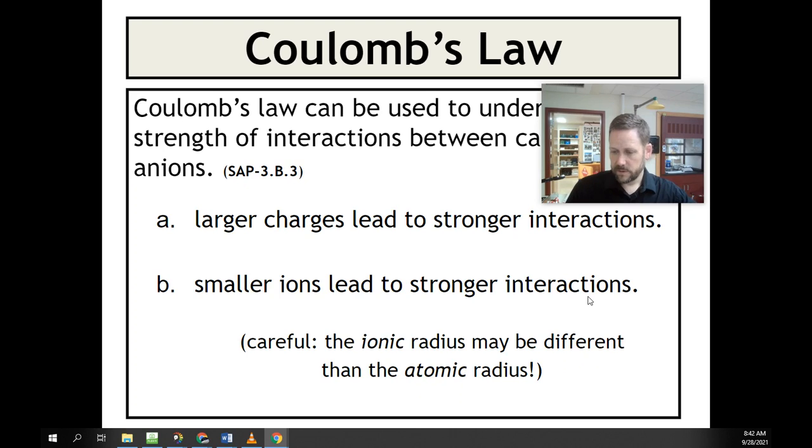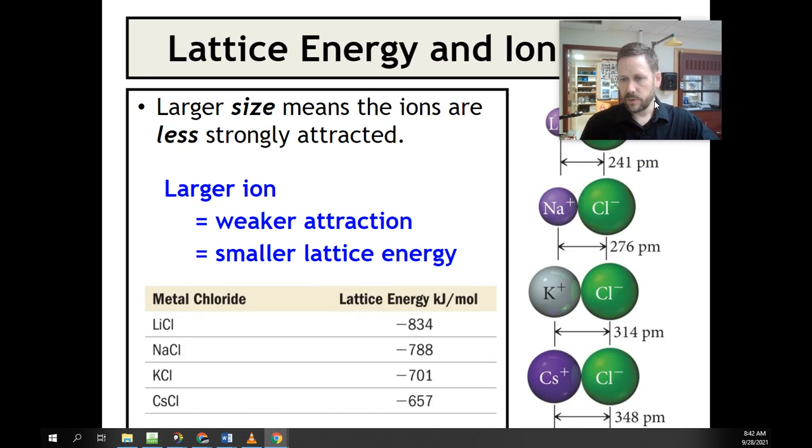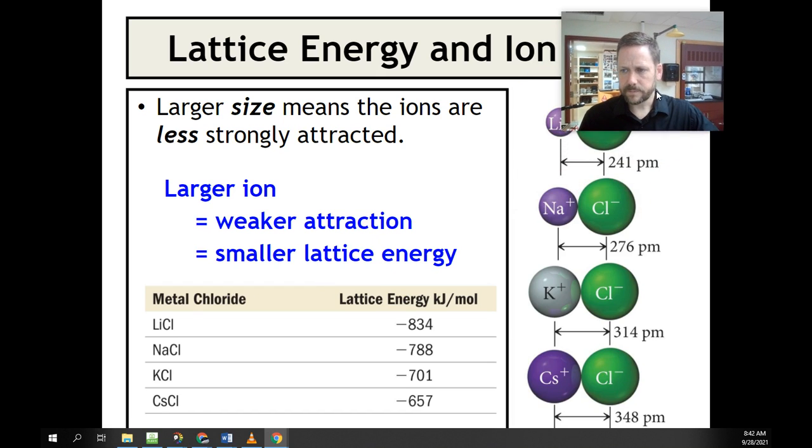While we need to be careful that the ionic radius may be different than the atomic radius, we can usually make some pretty straightforward comparisons from one salt to another, for instance, from sodium chloride to sodium bromide. We're still going to be applying the same principles of Coulomb's law. So let's review how lattice energy, or in other words, the ionic bond strength, the energy in that crystal lattice, is related to the size of ions first.